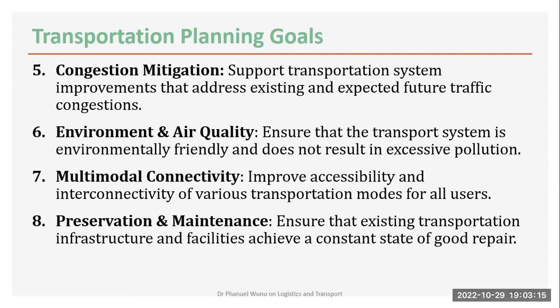Then multimodal connectivity: how to ensure that trains, buses, even the airplane, all of them can meet at a point, or there can be easy exchange between these modes. Okay, sea, air, road, and rail, they should all be able to connect easily. So these are some of the things you can look at. Then preservation and maintenance. All transport systems must be such that we are able to maintain them and preserve them.